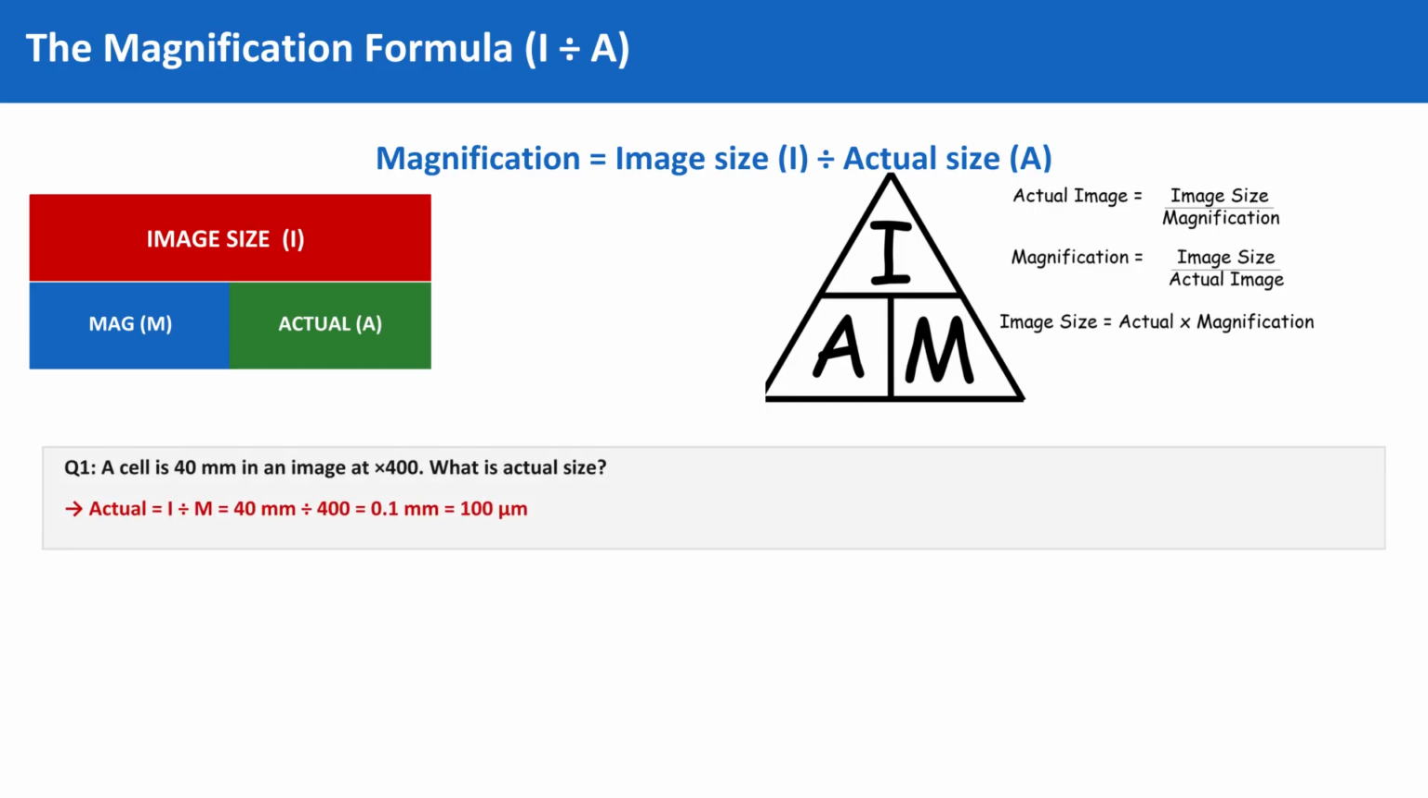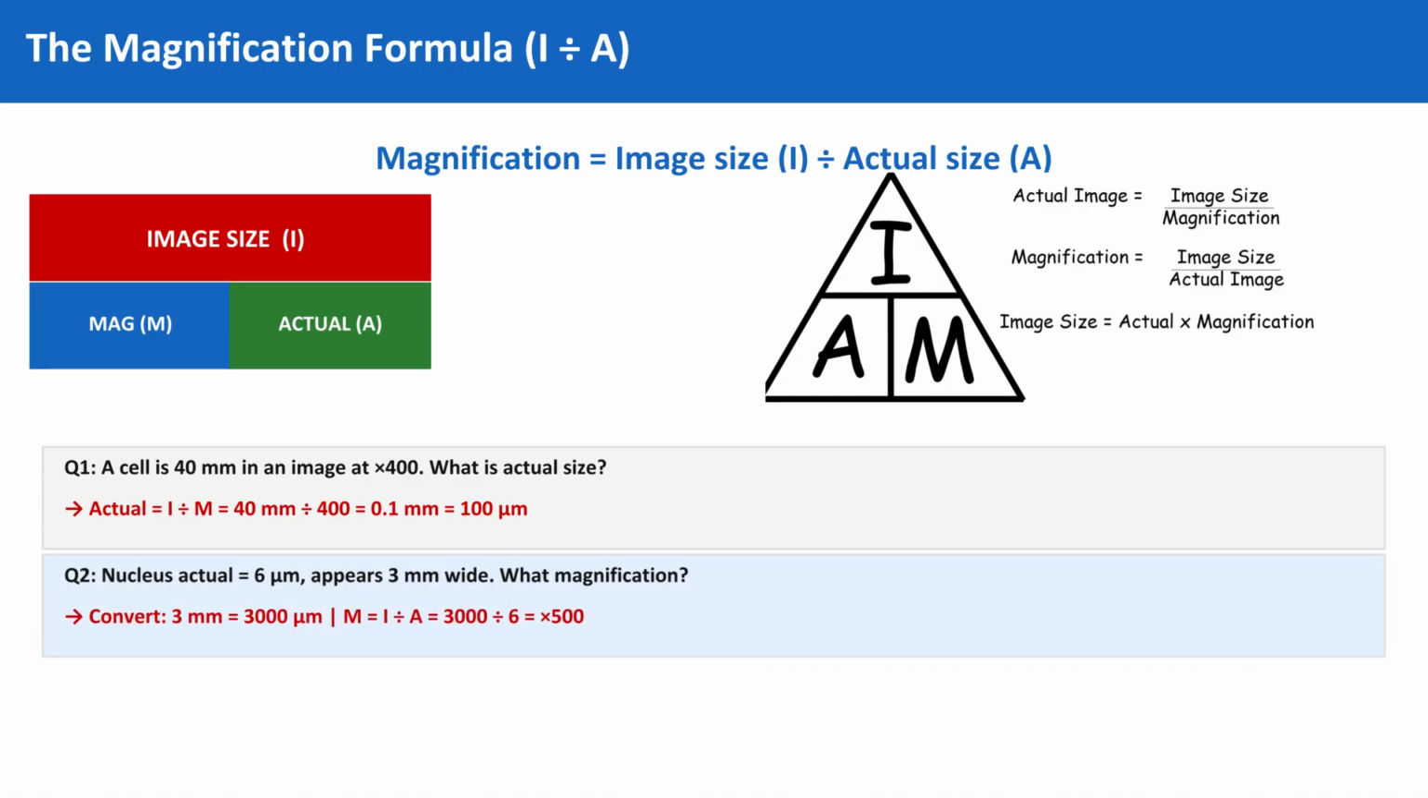Let's try an example. A cell appears 40 millimeters in a photo taken at 400 times magnification. Actual size equals 40 divided by 400, which is 0.1 millimeter or 100 micrometers.